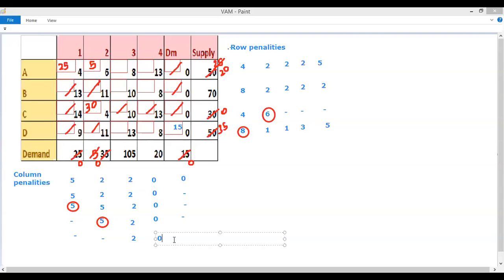Here the penalty is 0. And for this column we don't have to compute. Now here there is a tie. Yes, right, we have two maximum values, 5 and 5. So when you see this row, what is the minimum cost cell? Here the minimum cost cell is 8. When you see this particular row, what is the minimum cost cell? Again here it is 8. We can randomly choose any one of the rows.